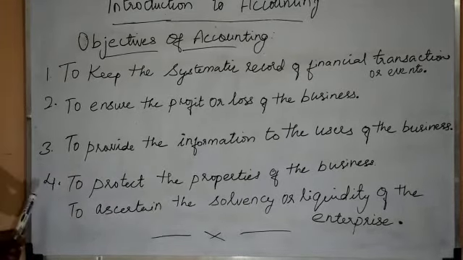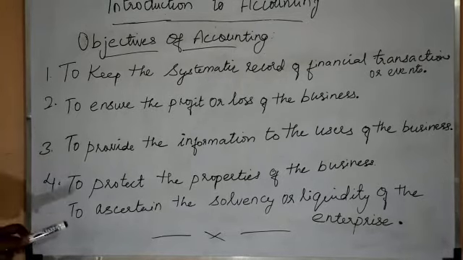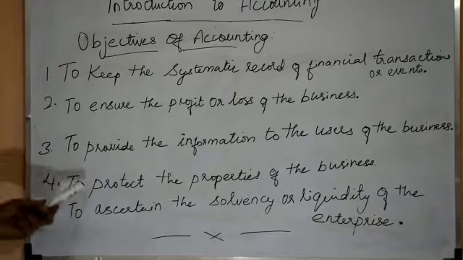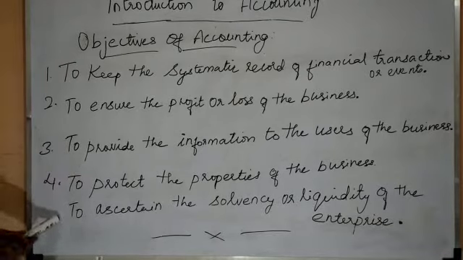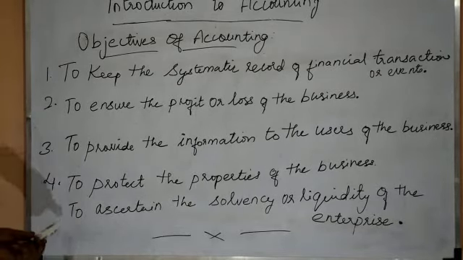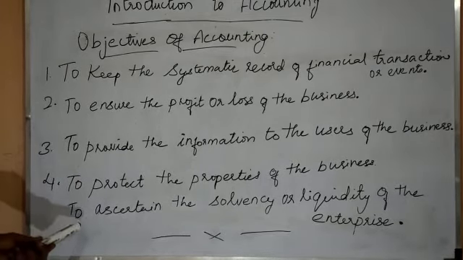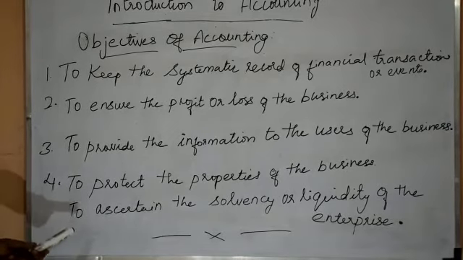The main aim of recording the transaction is that somebody can steal the property. For that purpose only we are recording the transactions. Property may be an asset of the concern. So for that purpose we are recording the transactions. Okay, next one is to ascertain the solvency or liquidity of the enterprise. Solvency means whether the creditors will be able to get their dues, their debts. For that purpose we are recording the transactions.